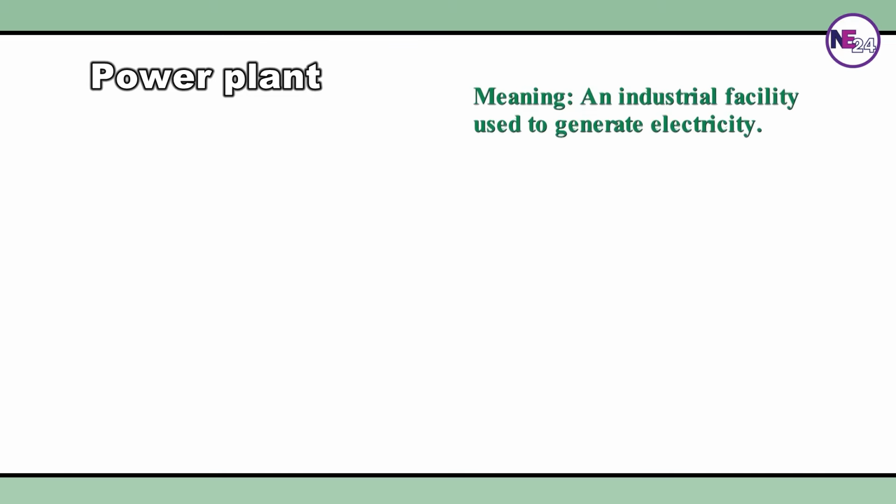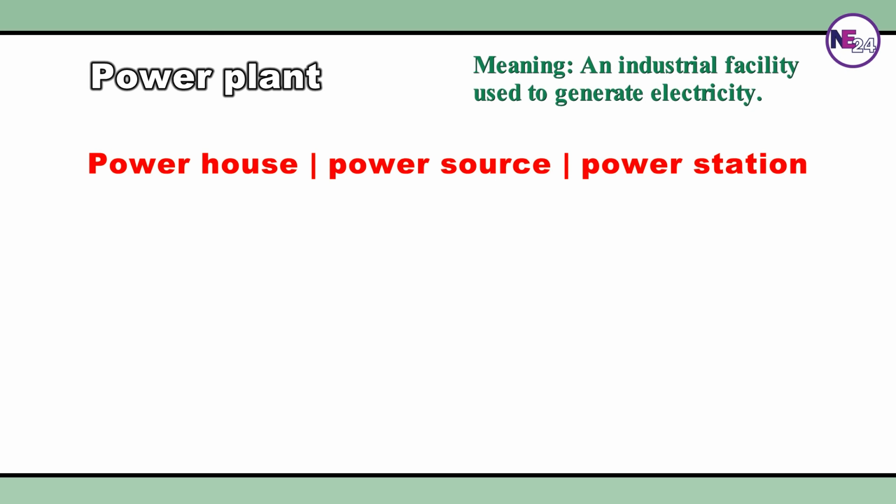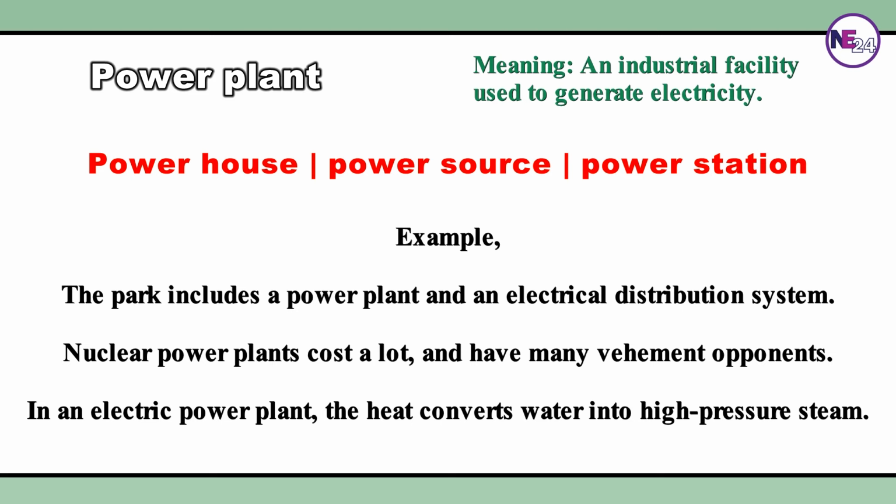Power plant. An industrial facility used to generate electricity. Powerhouse. Power source. Power station. The park includes a power plant and an electrical distribution system. Nuclear power plants cost a lot and have many vehement opponents. In an electric power plant, the heat converts water into high-pressure steam.